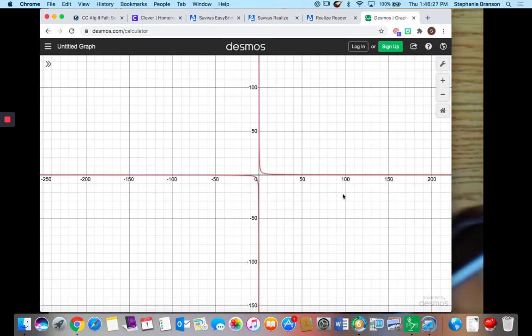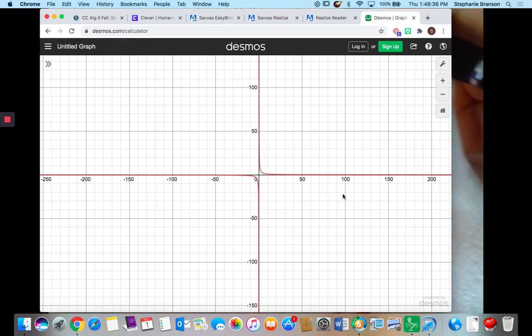So in this case, we are undefined at x equals 0. Do y'all see that? We are undefined at x equals 0. So that means x cannot equal 0.